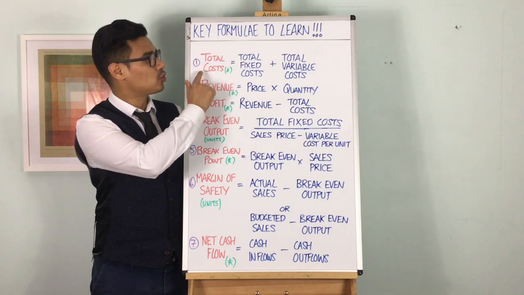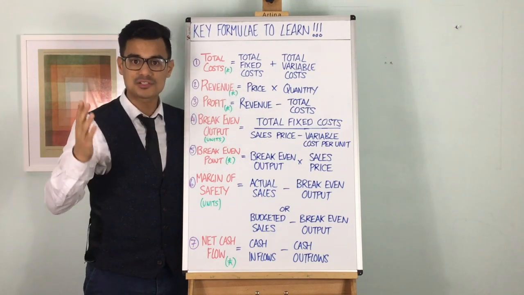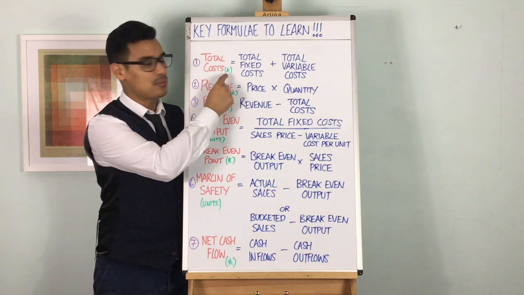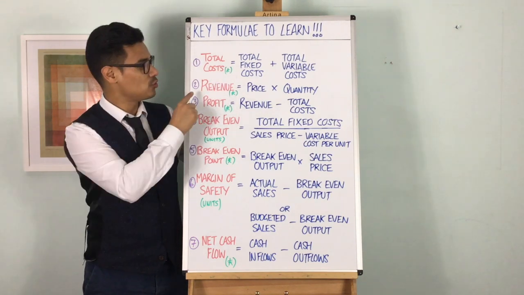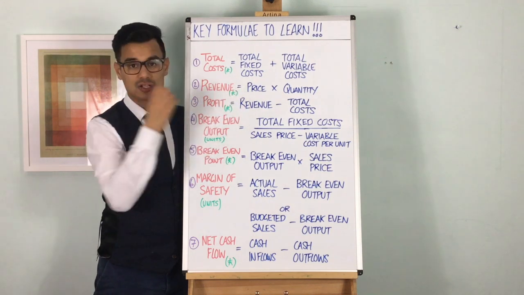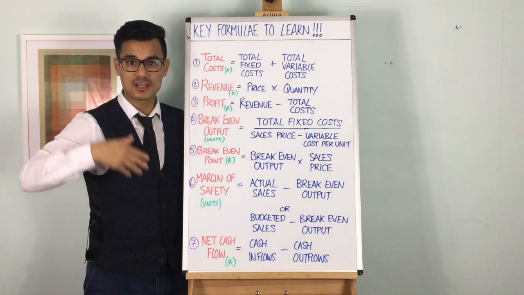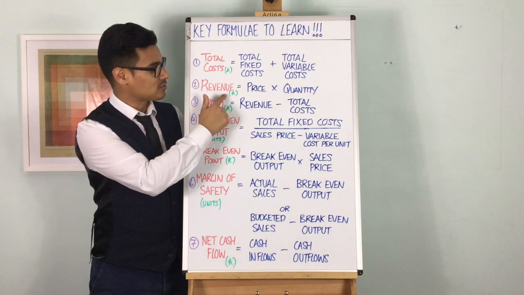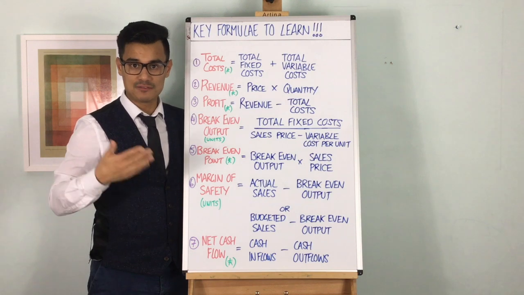Number one is total costs equals total fixed costs plus total variable costs. If the question comes in pounds, make sure you put the pound sign in. Number two is revenue equals price times by quantity. The price of something times by the amount that you sell. So revenue equals price times quantity, measured with the pound sign if it's in pounds.